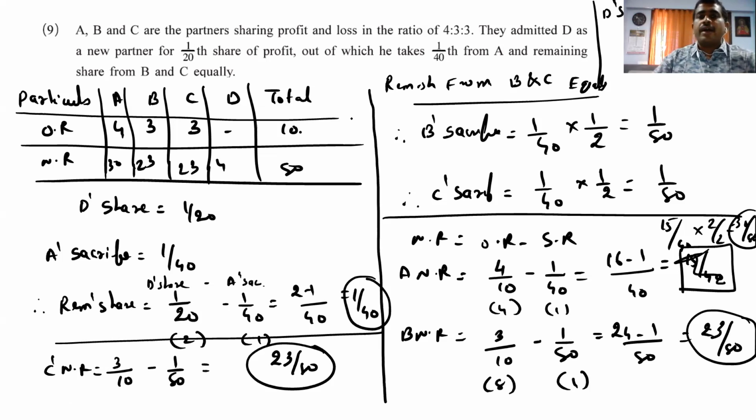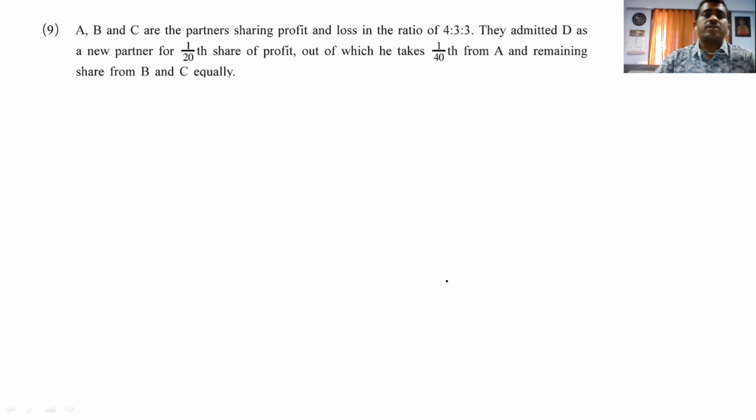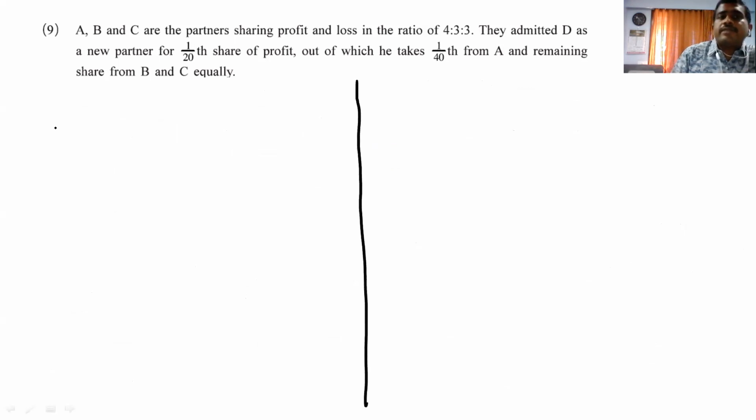So I think I have to explain one more time, then only it will be clear, right? It's a totally different question. Again, I am solving the same question, so be very careful. Let's see. Particulars: A, B, C, D, and total.